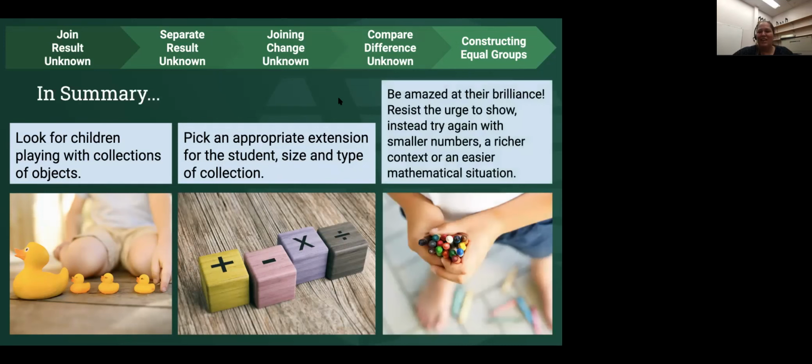And then if they get the answer correct, be amazed at their brilliance, right, Jen? They are pretty good at these things, regardless of the fact that we maybe haven't asked them before. And if they're incorrect, resist the urge to show them how to do it, but instead try again, maybe with smaller numbers, enrich the context a little bit, like dig into it and make it connect to what they're playing a little bit more, or try an easier mathematical situation. So one of these earlier ones, like a join result unknown or a separate result unknown.